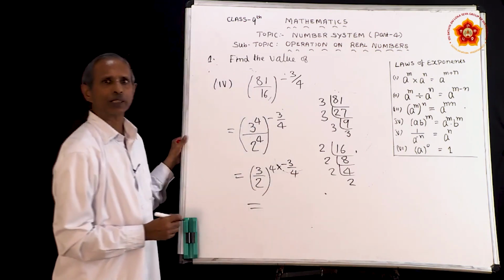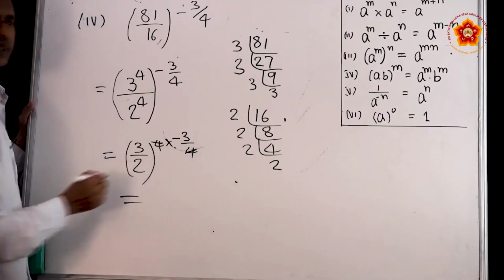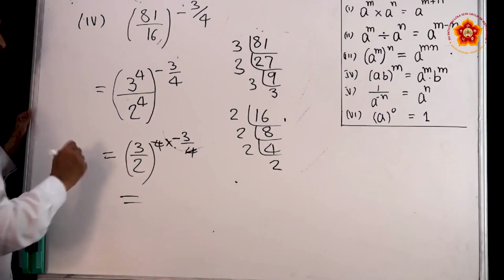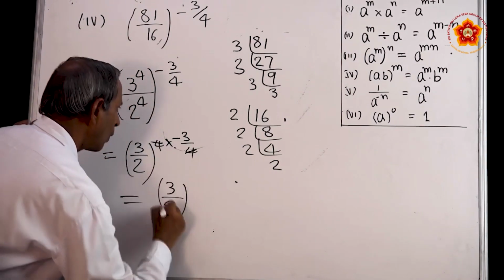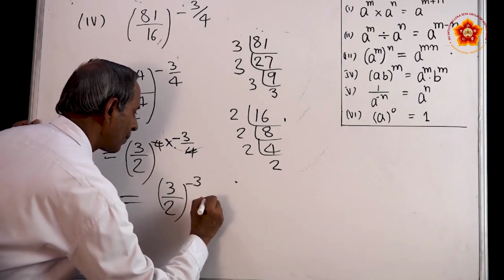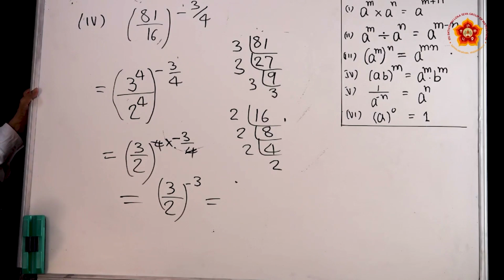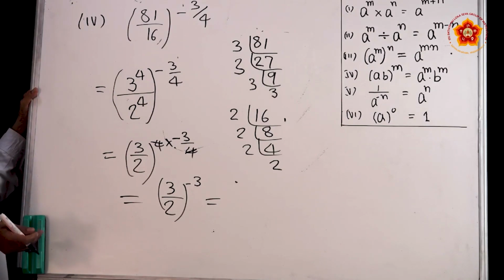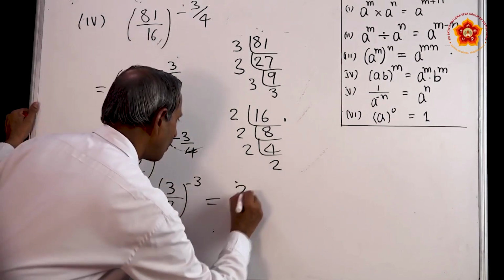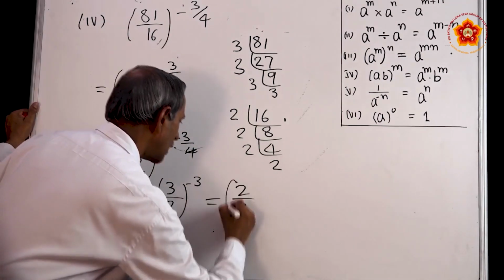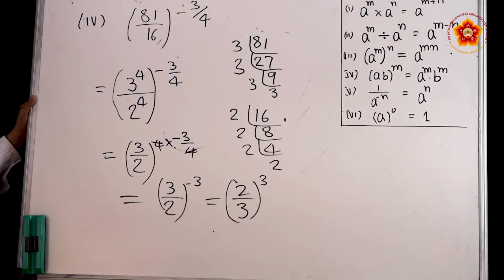Now already you know that you can cut 4 and 4, one is in the numerator, another one is in the denominator. Then the resulting answer is (3 upon 2) whole raised to the power of minus 3. In this case also, if you want to convert to a positive index, interchange the numerator and denominator, then it becomes positive. You can write it as (2 upon 3) whole raised to the power of 3. This is the correct solution for this problem.